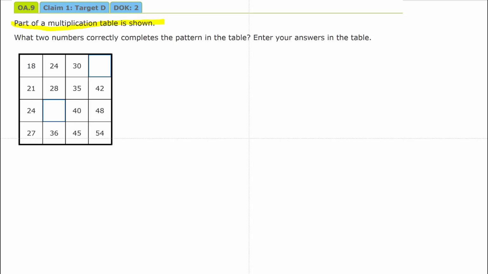Part of a multiplication table is shown. What two numbers correctly complete the pattern in the table? Enter your answers in the table. So a key phrase right here is multiplication table.